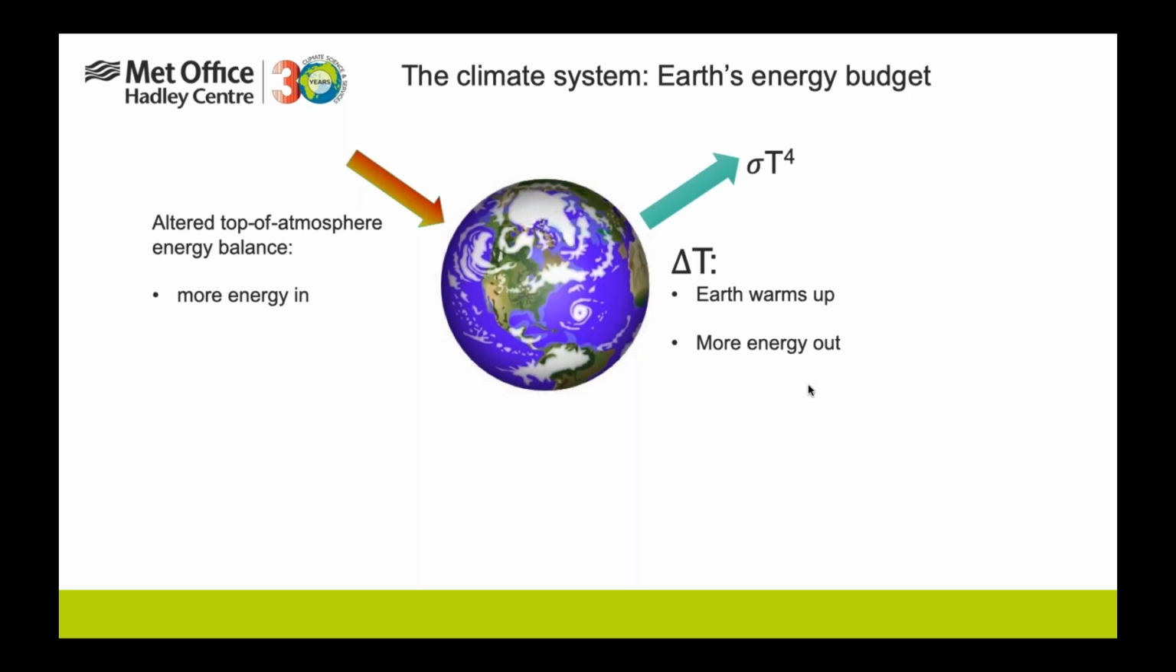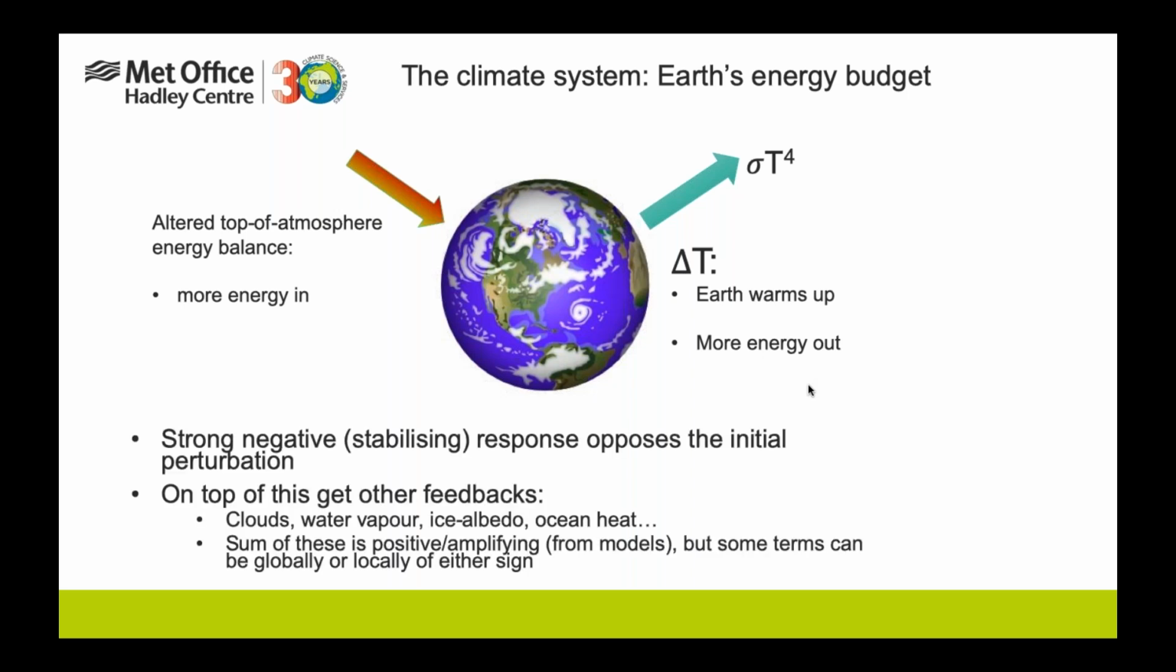So the Earth warms up, and in response you get more energy out. So this is the black body response or the Planck response, and that's pretty well known, and being proportional to T to the 4, it's an extremely strong negative stabilizing feedback. So we've got this fundamental response of the system that opposes any perturbation, but on top of that we get other feedbacks. So we know that clouds change, water vapor, ice albedo, the ocean heat uptake, and from modelling the sum total of those is a positive effect.